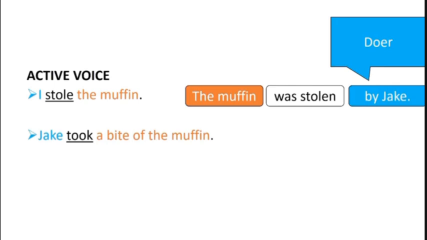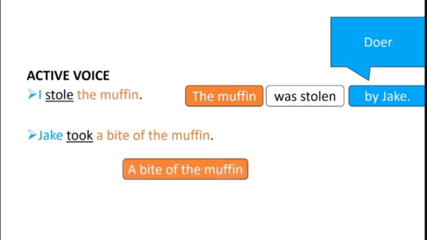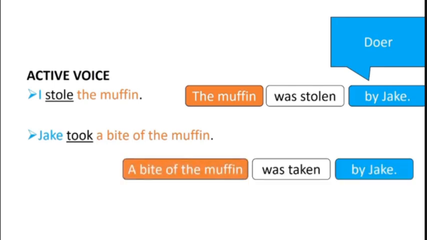Jake took a bite of the muffin. A bite of the muffin was taken by Jake or by her. We can only use the passive for certain types of verbs. Look at this sentence. Something strange happened. Can we change this into passive voice? No, there is no object after the verb.